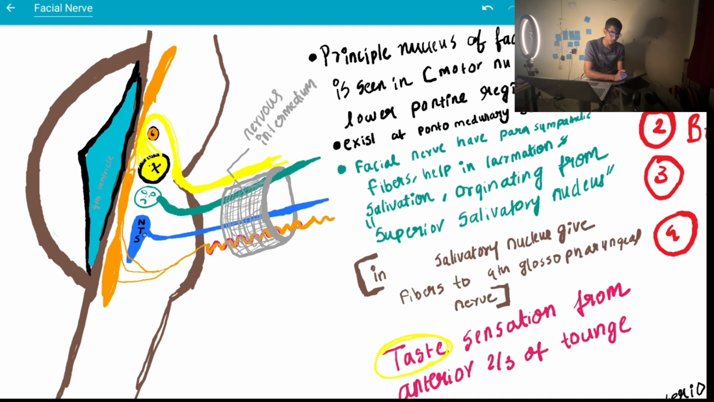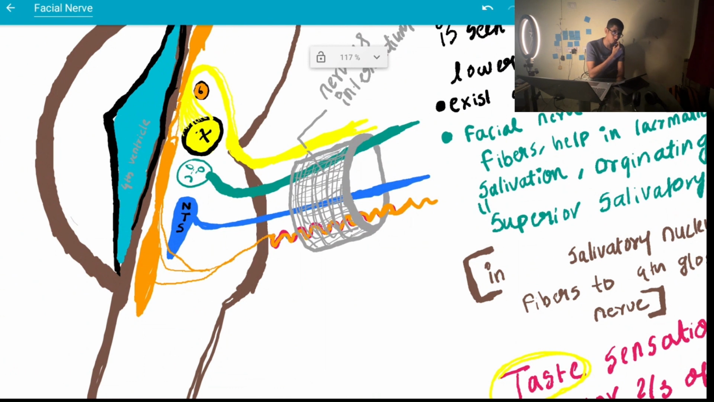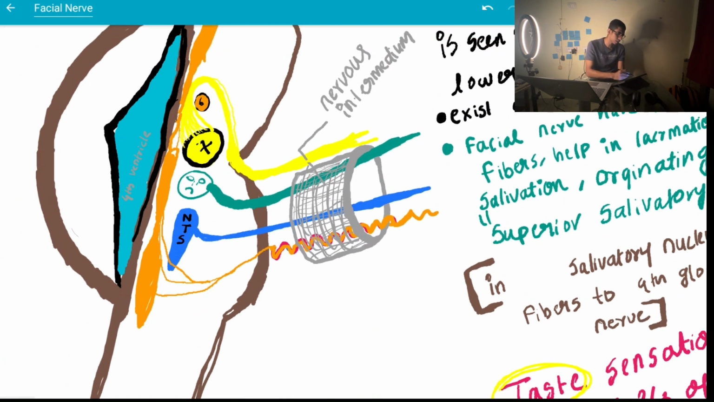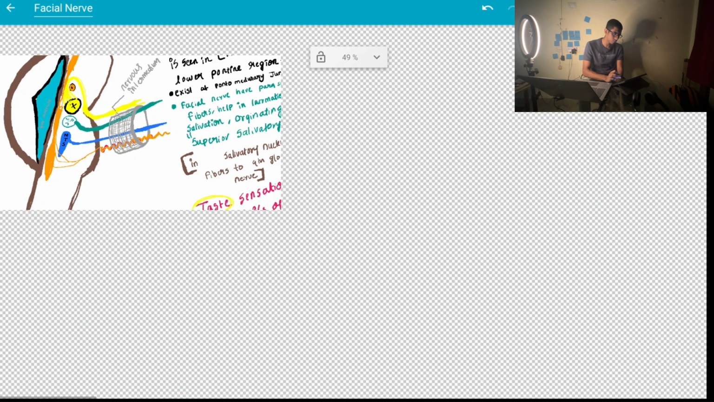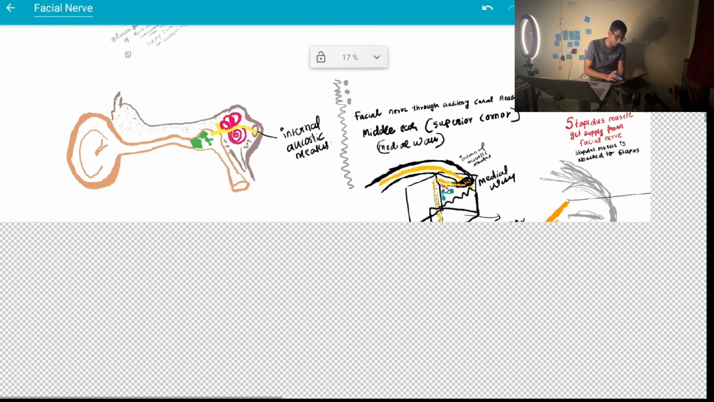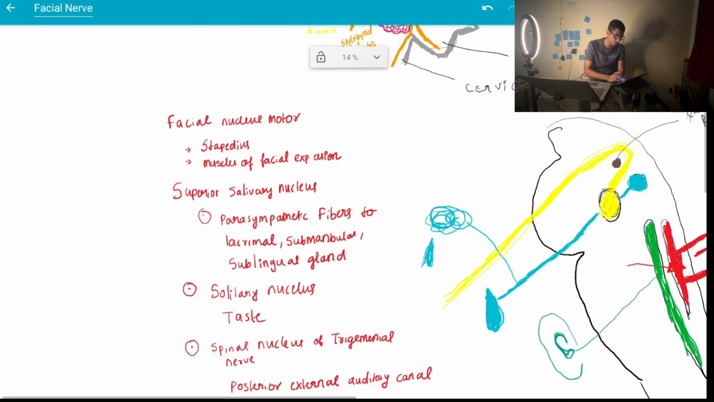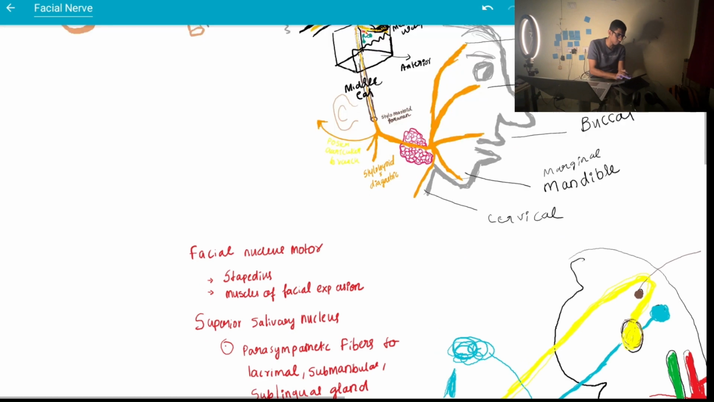Then the nucleus of tractus solitarius, the NTS, right? This is the nucleus of tractus solitarius, that is giving anterior 2/3 of the tongue sensation. Then a big guy in the back, that is the spinal nucleus of the trigeminal nerve, right? Spinal nucleus of the trigeminal nerve. We are calling it that name, but it is actually supplying the posterior external auditory canal.